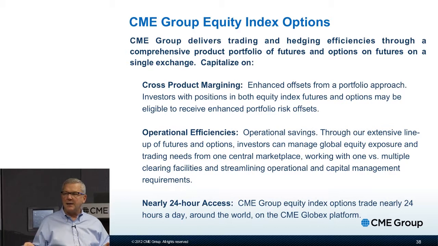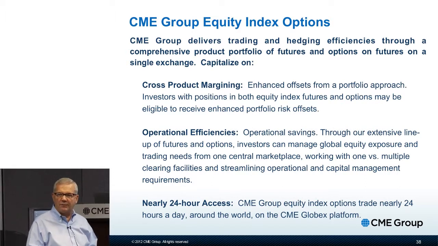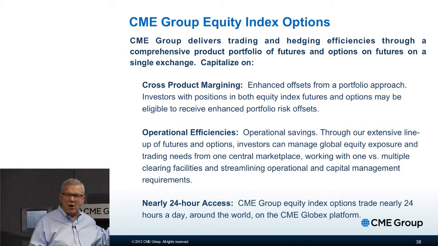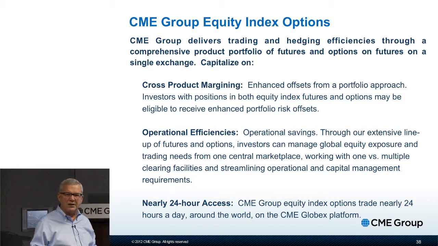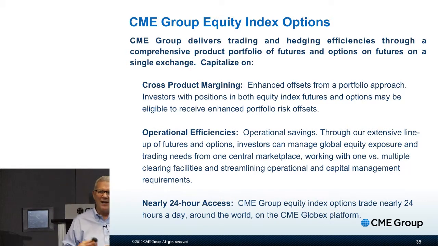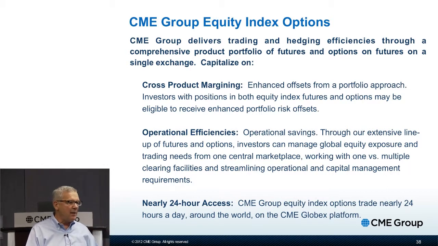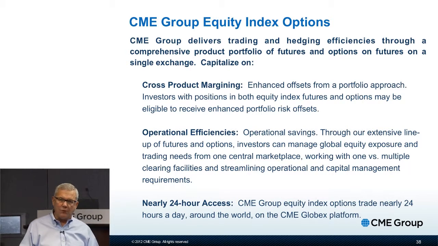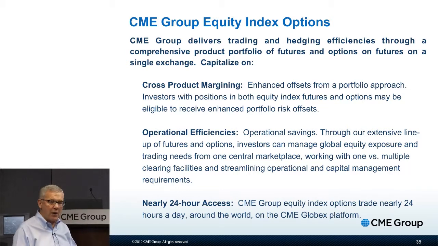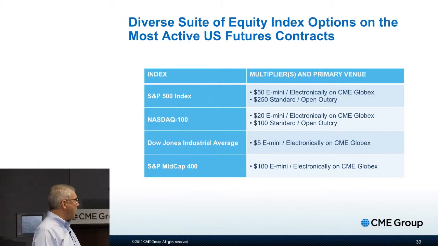And the E-mini, that's 1/5 of that size, a $50,000 contract with a $50 multiplier. So basically, we have some cross-margining offsets, which is a key benefit. Operational efficiencies. One-stop shopping is a big theme for us. Futures and options on the same platform. Both trade electronically as well as on the trading floor. And then 24-hour access with Globex.